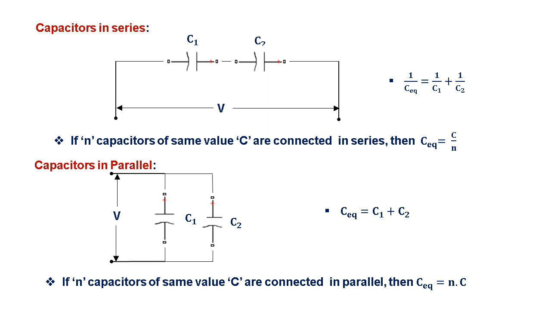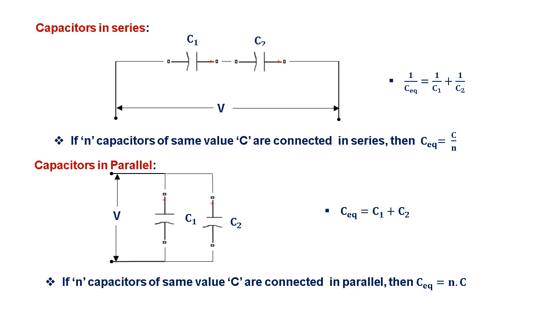Suppose capacitors are connected in series, then their equivalent capacitance will be reciprocal of the two capacitors. That is 1 by C equivalent is equal to 1 by C1 plus 1 by C2. Suppose if n capacitors of same value C are connected in series, then their equivalent capacitance is C equivalent is equal to C by N.